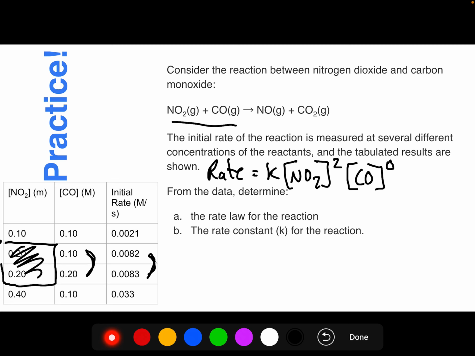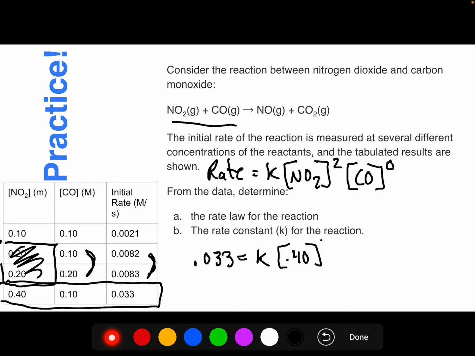All you got to do is plug and chug. So usually I'll use the last point because I haven't used it yet. So the rate is 0.033. We're going to solve for k, plug in 0.40 here, and then, not that it matters, but we can plug in 0.10 there, and then just solve for k. That's all you got to do.